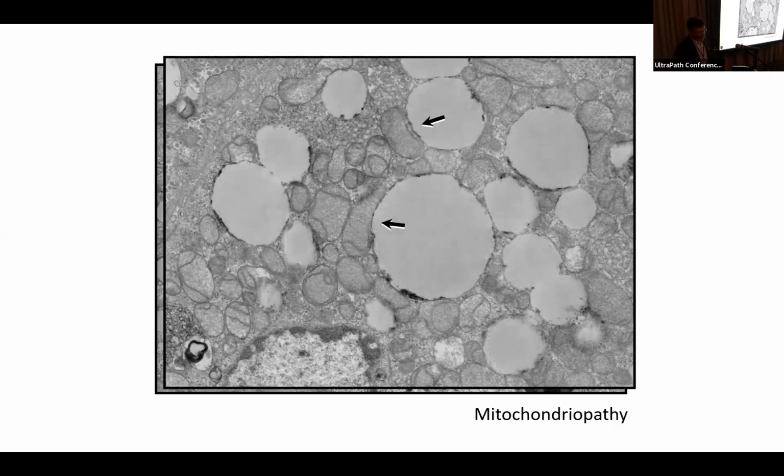And one of the things that's a clue is what we call mitochondrial hugging, where the mitochondria seem to be pressed very tight right up against those lipid droplets. That's not something that you see in a normal hepatocyte.